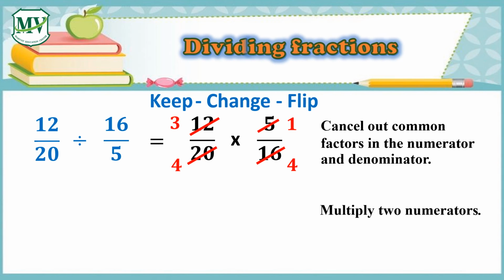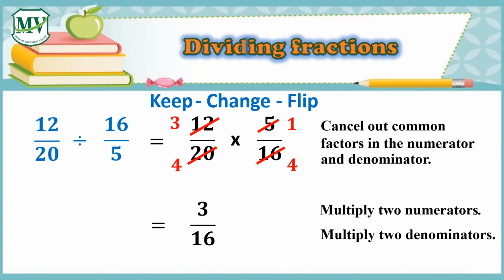Now, let's multiply two numerators and multiply two denominators. What do you think is the answer? Fabulous! We have 3 over 16. Since 3 over 16 cannot be simplified any further, therefore, this is our final answer.